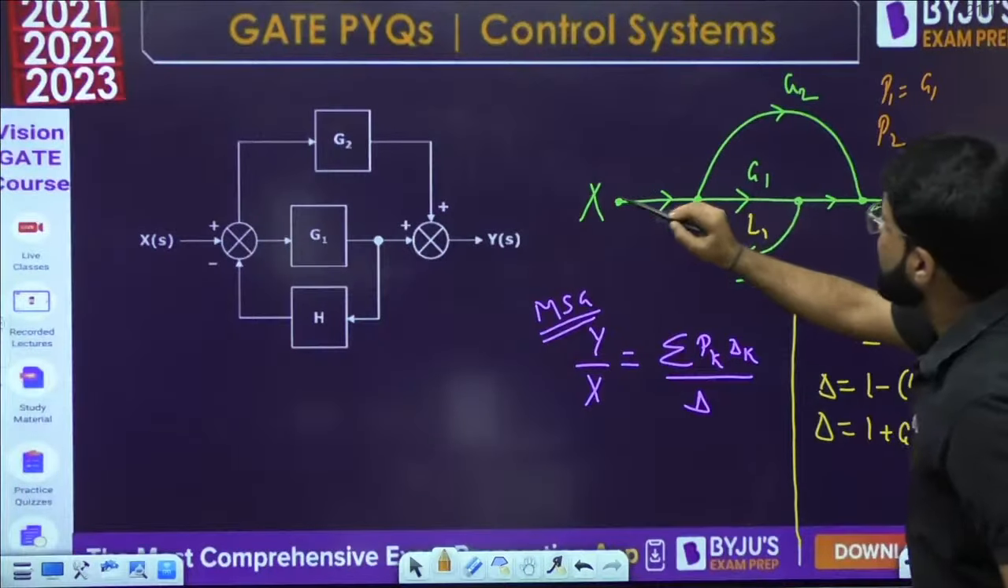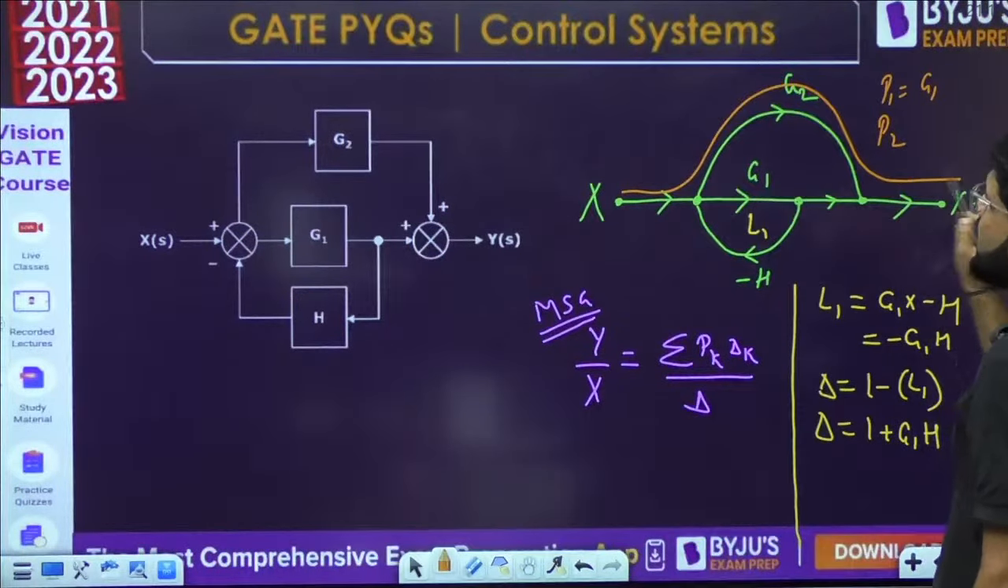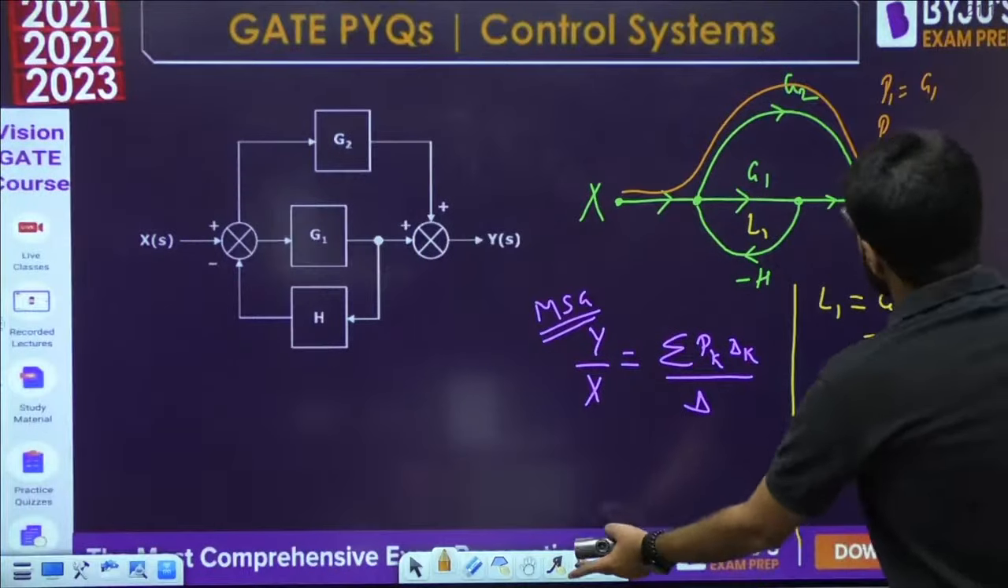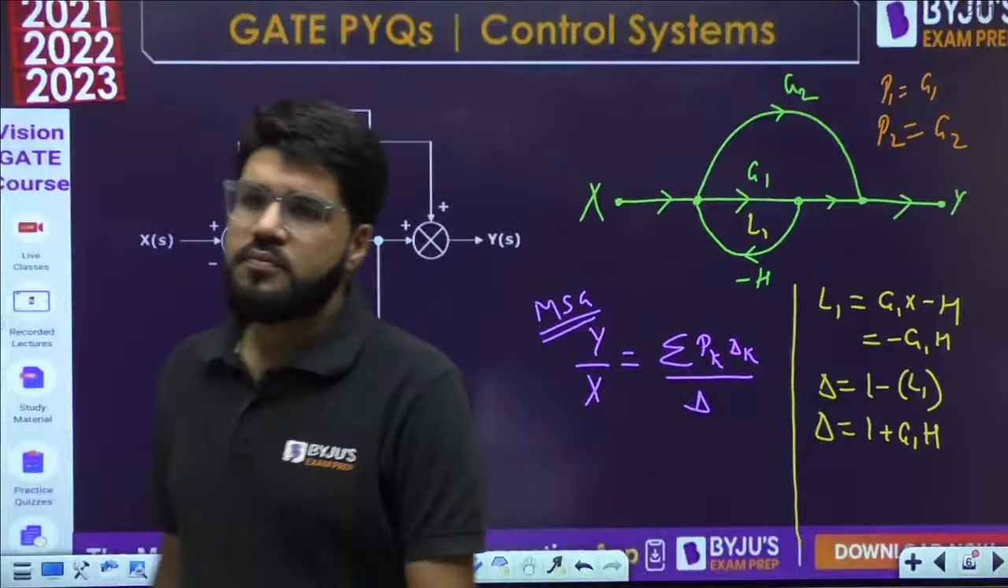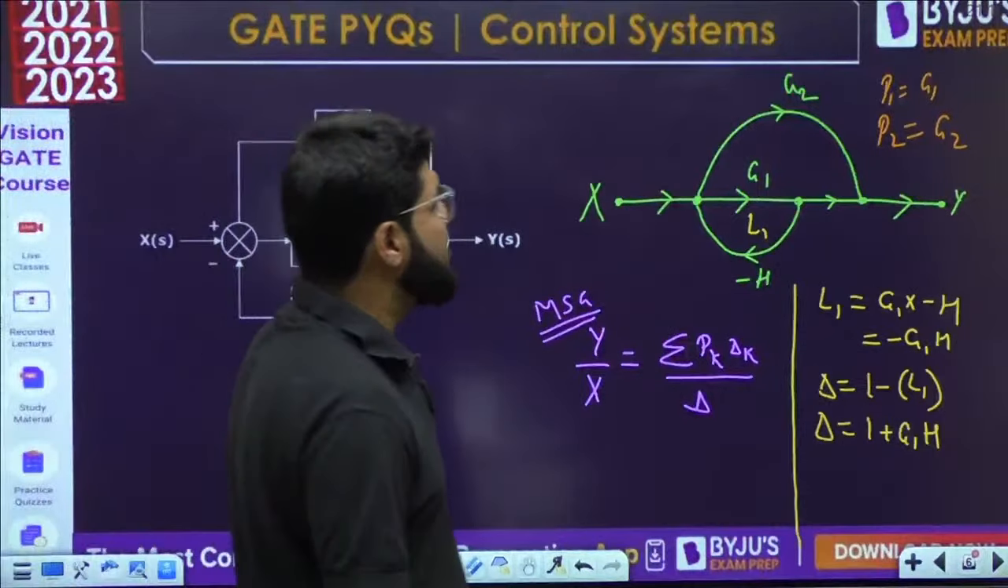Another forward path can take you towards G2. So 1, G2, 1, so that is also G2. So another forward path gain will be G2. So there are two forward path gains, G1 and G2.